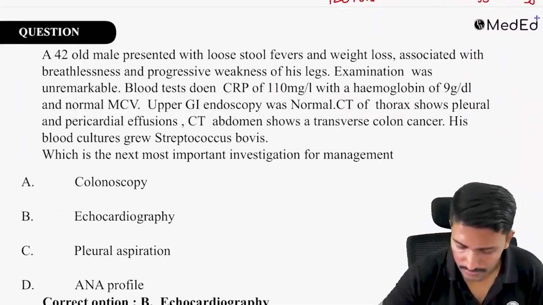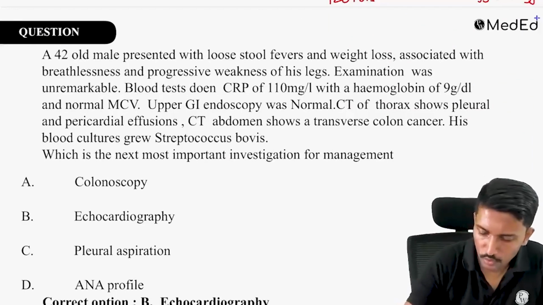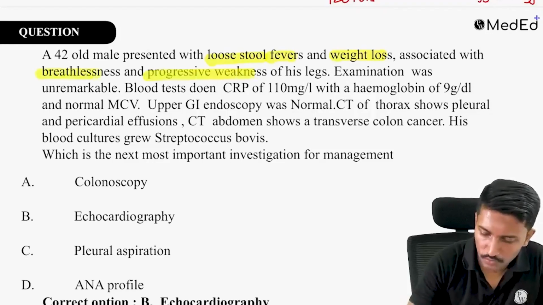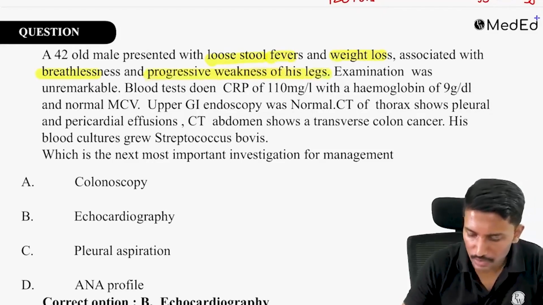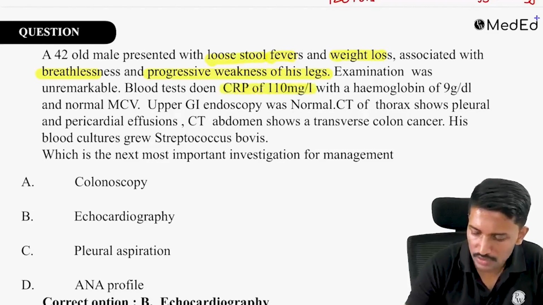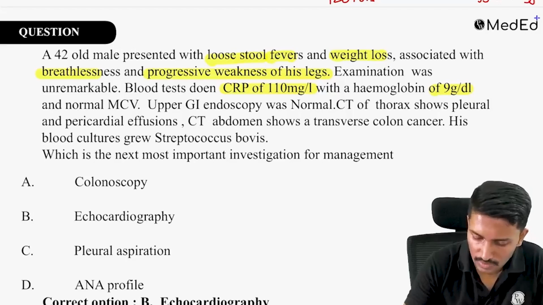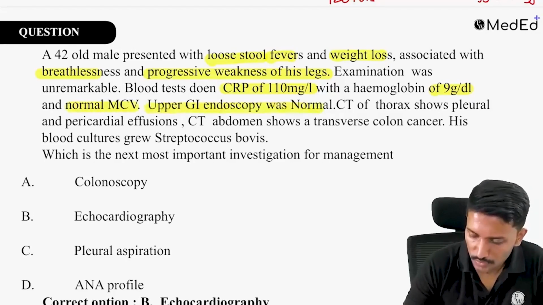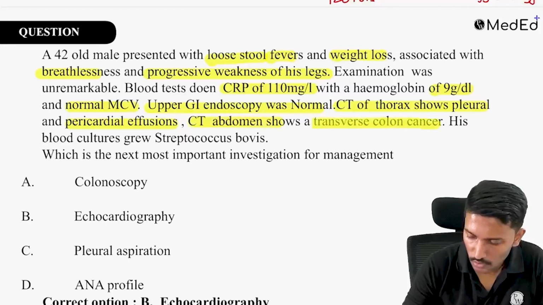Okay. Next, we have a 42-year-old male who presented with loose stools, fever, weight loss associated with breathlessness and progressive weakness of his legs. Examination was unremarkable. CRP is grossly elevated. Hemoglobin is on the lower side, and his MCV is normal. Upper GI endoscopy was normal. CT thorax shows pleural and pericardial effusions. CT abdomen shows transverse colon cancer.